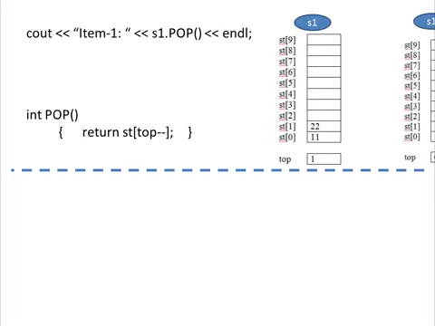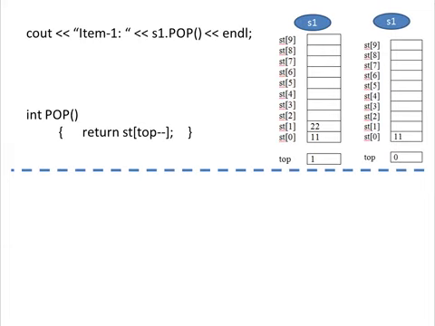Here the status of our object is like this, S1, and 22 has been removed. The output will be like this, output atom 1 is equal to 22. Now again, if we call this pop operation, the next value 11 will be removed from it.